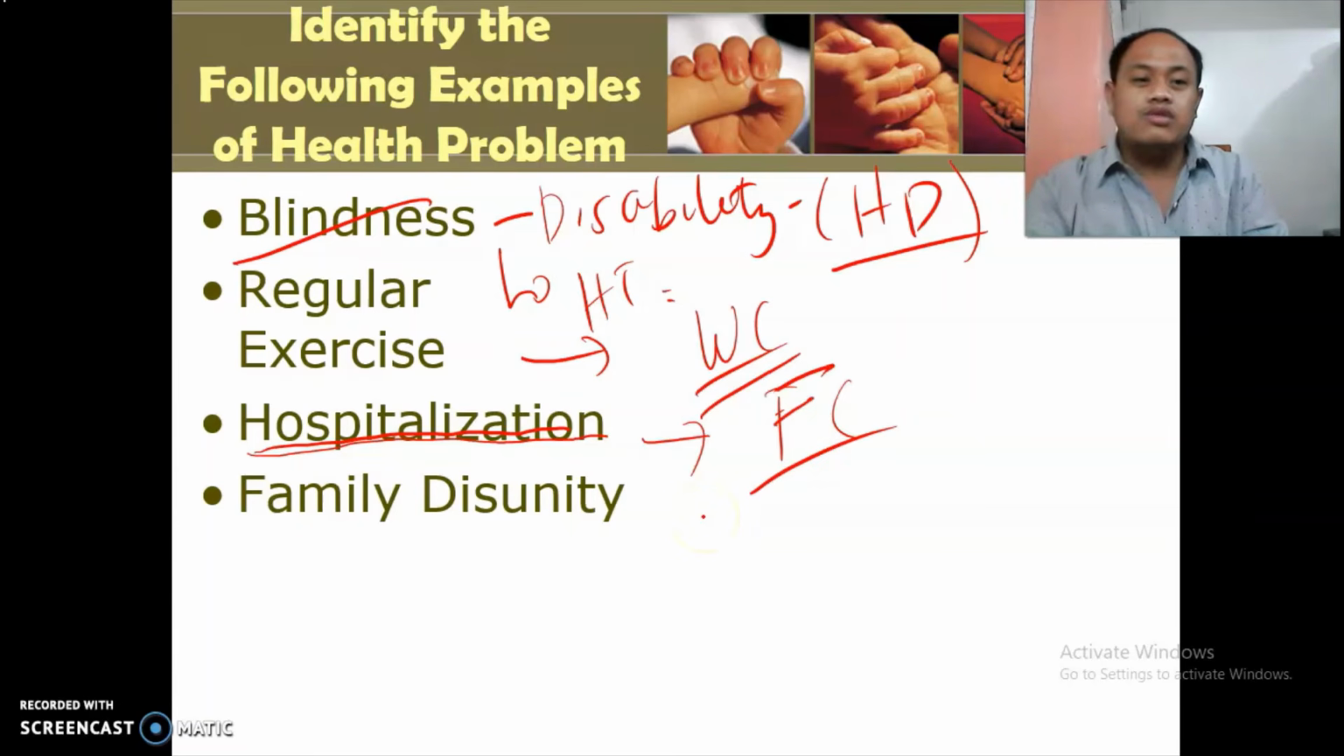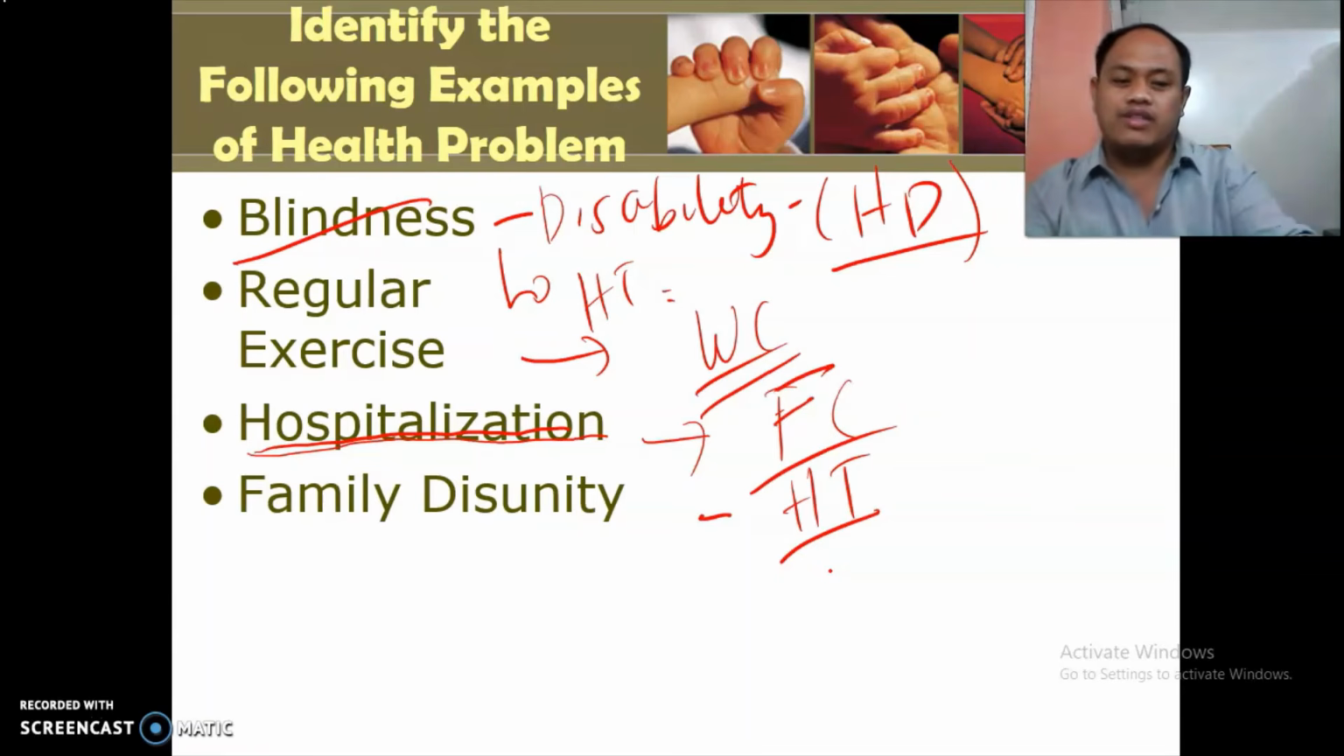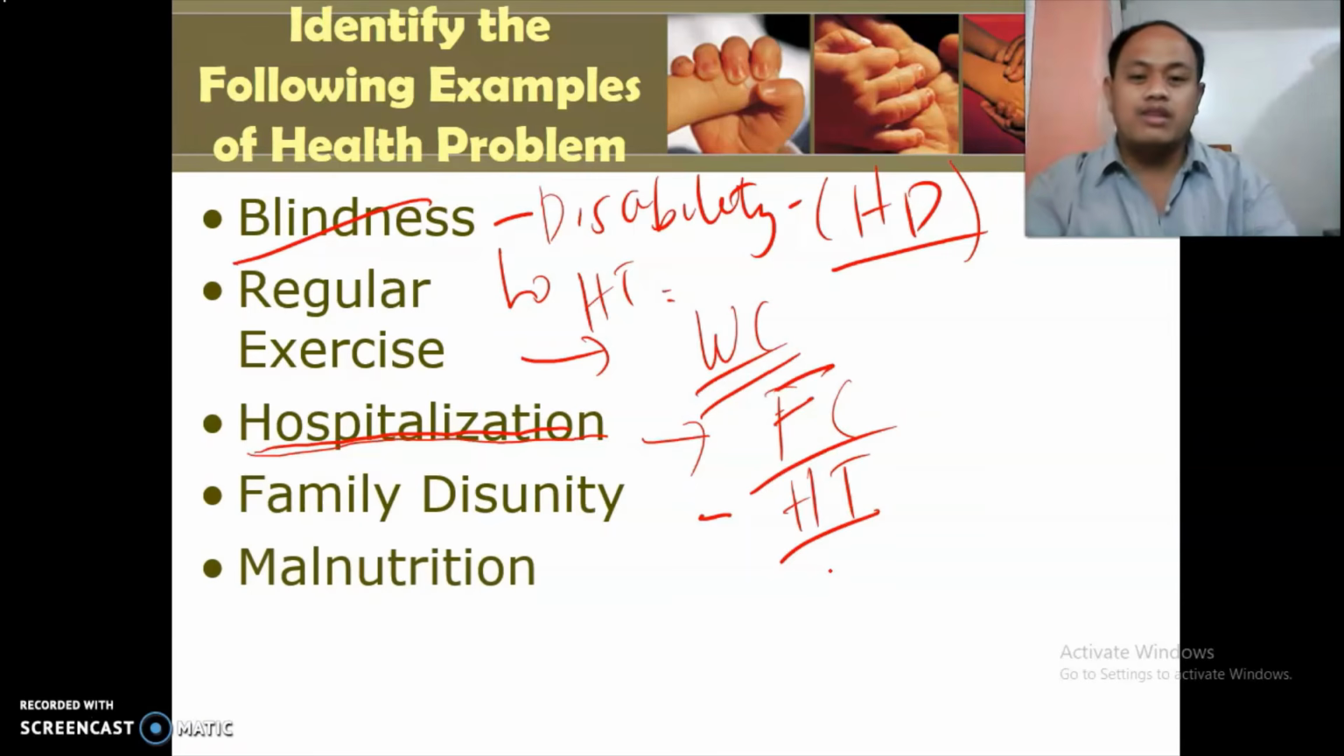Okay, so family disunity is an example of a health threat. Pag hindi po magkakasundo ang members ng ating family, basically it will bring a possible condition in the future na kung saan hindi magtutulungan in terms of health management. So basically, this is an example of a health threat. Okay, another one is malnutrition.